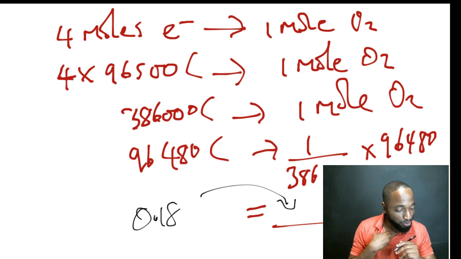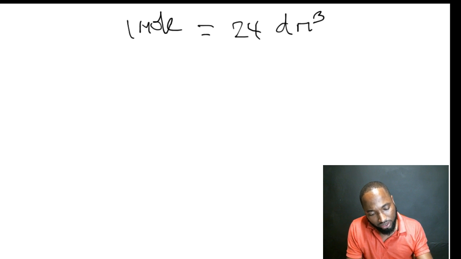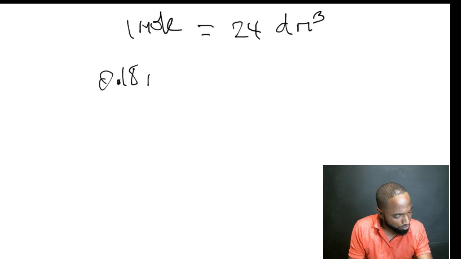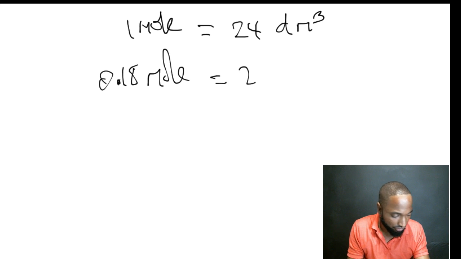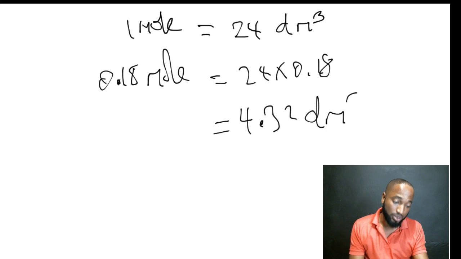0.18. Now once you have the moles of O2, you're practically done, because they'll say 1 mole at RTP is 24 dm cube. 0.18 moles would be 24 times 0.18, which would be 4.32 dm cube taking place.